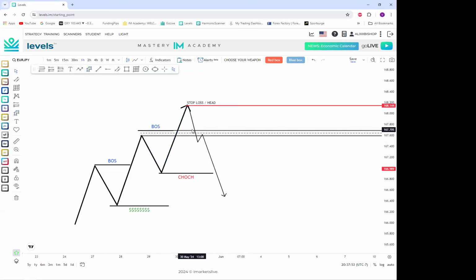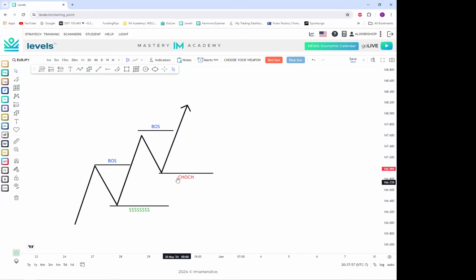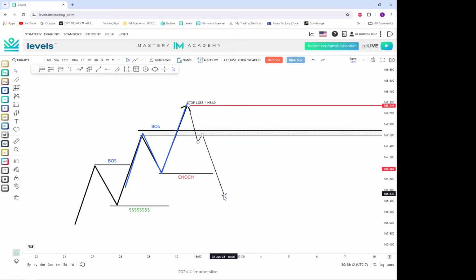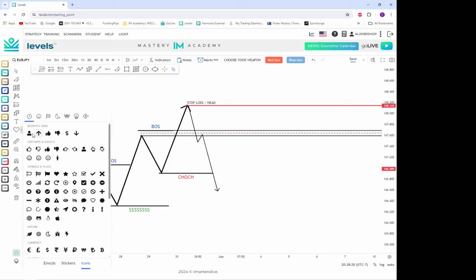Guys, notice how nothing looks like a head and shoulder yet, right? And technically we should be looking for some type of buys. Nothing really looks like a head and shoulder yet. But once we break and close this low, boom. Look at how we have some market structure that looks like a head and shoulder.